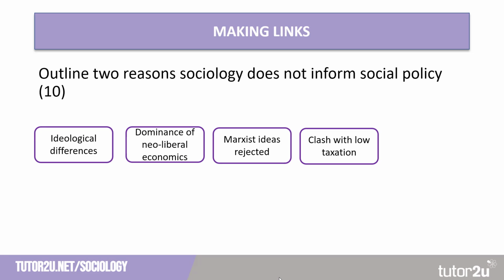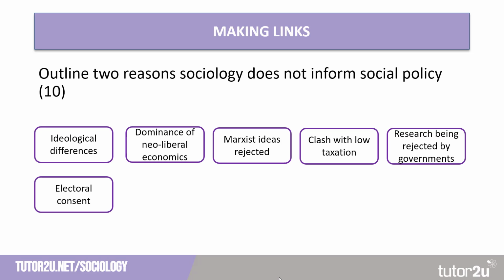There is a clash with low taxation. For example, Marxist ideas would require higher social spending, whereas neoliberal ideas, they want to cut back social spending. And this leads to research being rejected by governments. So this is one way in which we can develop a response. Our second way, we're looking at the concept of electoral consent.